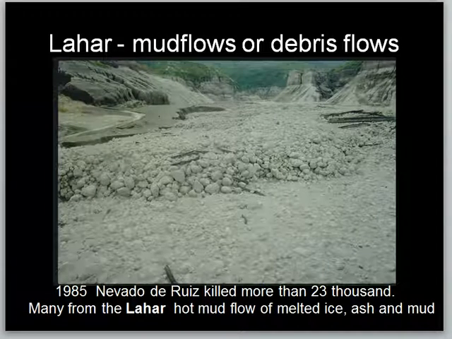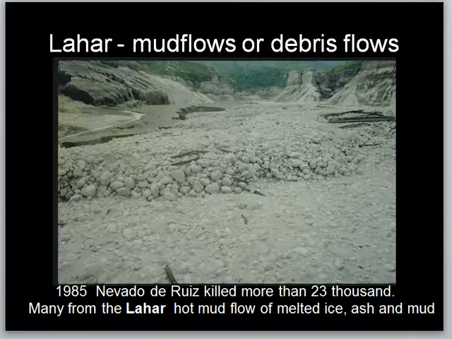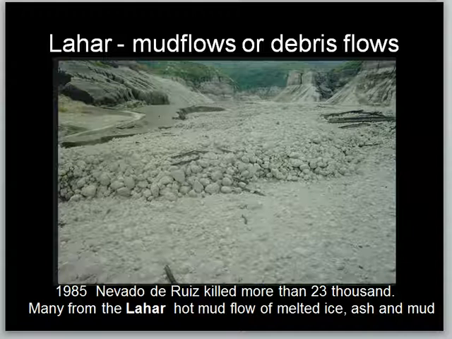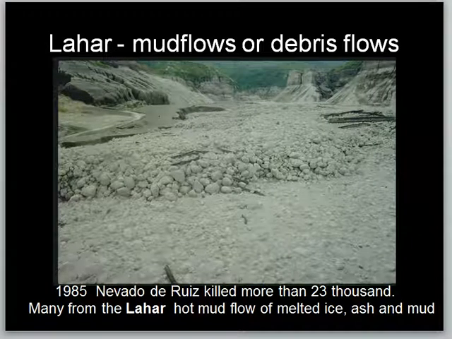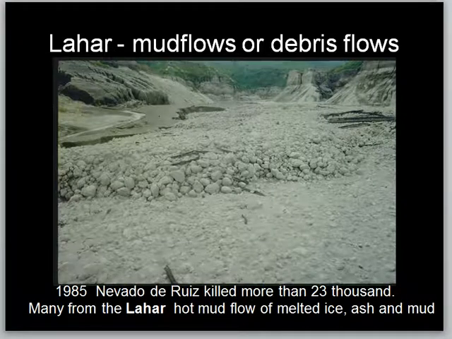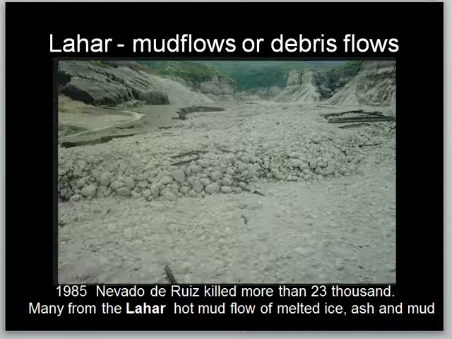A lahar is a superheated mud flow, and in 1985, the Ruiz volcano killed 23,000 people from this mud flow. We had some of that with Mount St. Helens too. The ice melted, kind of a flash melt, picks up hot ash, hot mud, and then just moves it down the mountainside at phenomenally fast paces.